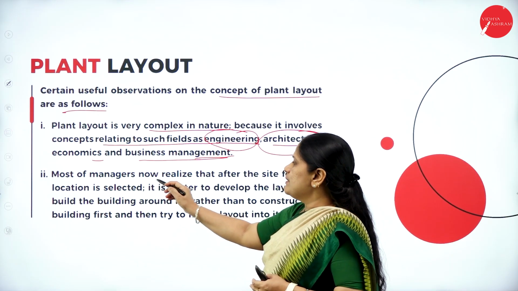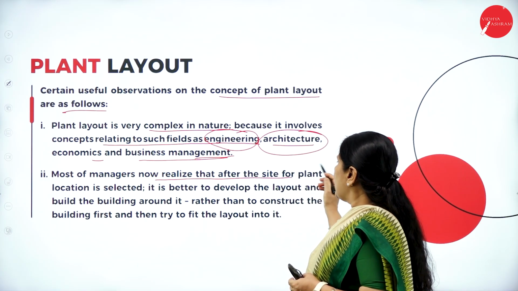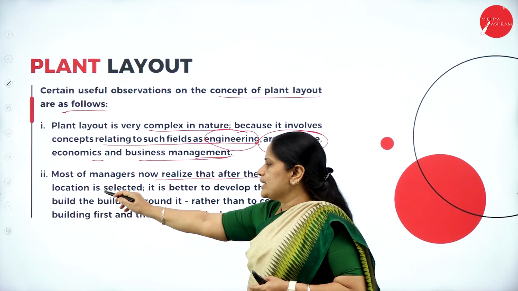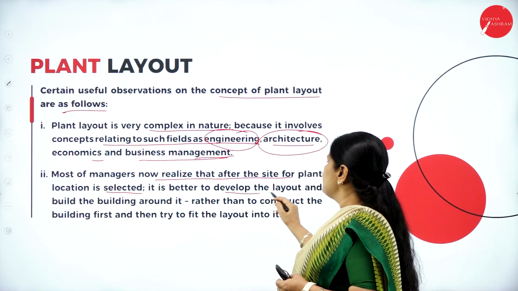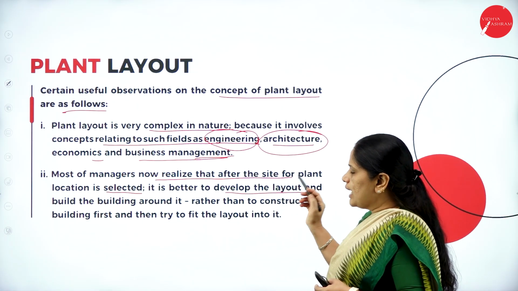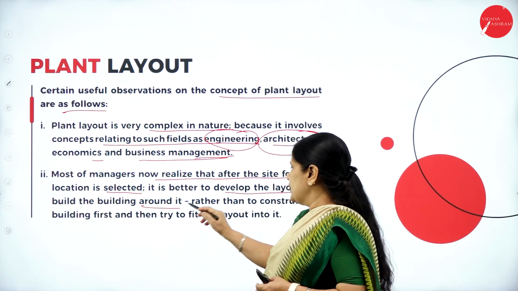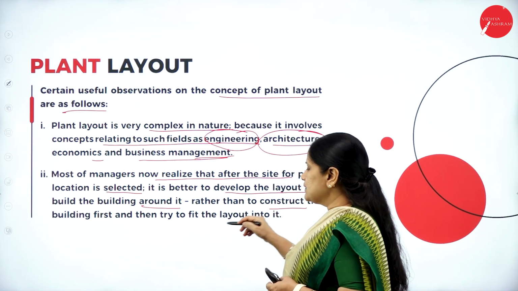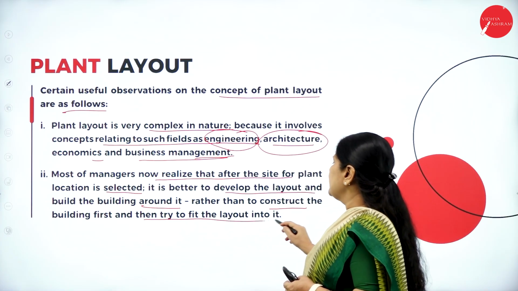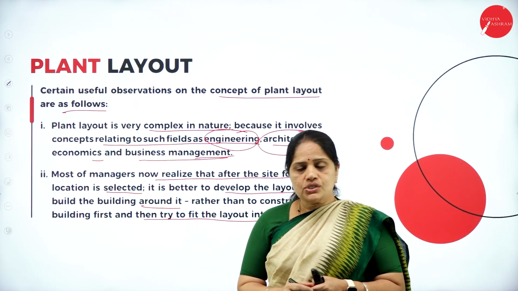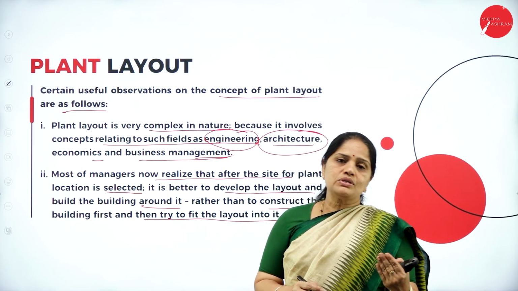Then most of the managers now realize that after the site for plant location is selected, it is better to develop the layout and build the building around it rather than to construct the building first and then try to fit the layout into it. So usually what was the process before?